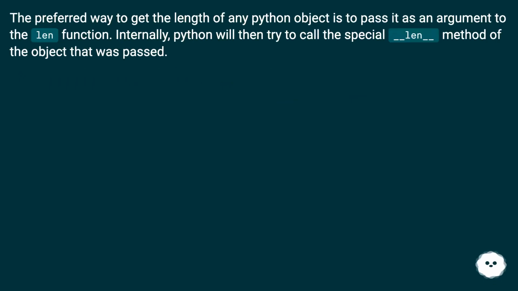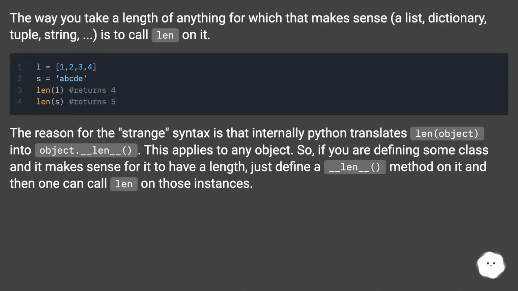The preferred way to get the length of any Python object is to pass it as an argument to the len function. Internally, Python will then try to call the special __len__ method of the object that was passed. The way you take a length of anything for which that makes sense, a list, dictionary, tuple, string, is to call len on it.